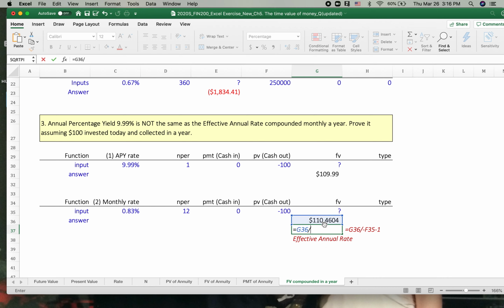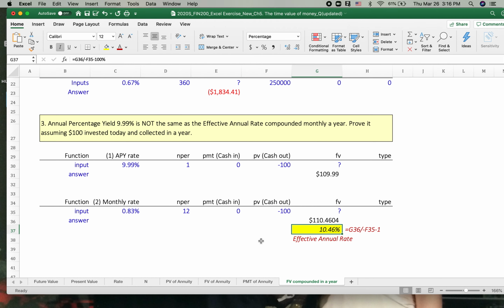Now, let's calculate the interest rate. 110.4604 is the outcome. What is the input? $100. We want to get rid of the minus sign. And then we get 110.46%, but that includes the principal. We have to subtract 100%, or minus 1, doesn't matter. Then 10.46% is actually the effective annual rate. You can compare between the two.